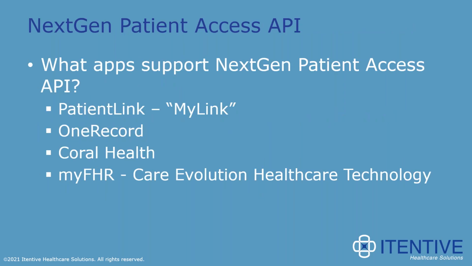So once you verify it's installed and configured, patients can access their clinical information by using a patient app that follows the API specs of NextGen EHR. But what apps currently support the Patient Access API? So currently, there's 4. The first one is specifically Patient Link, their MyLink product.